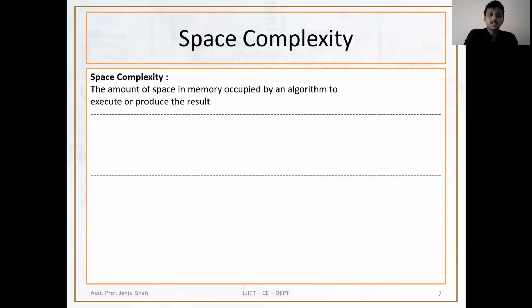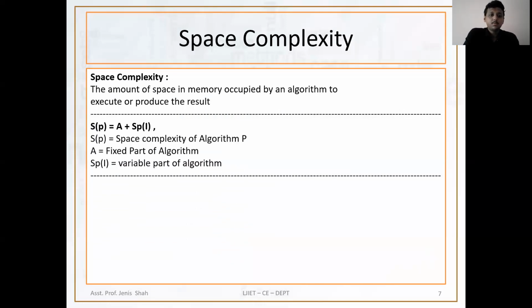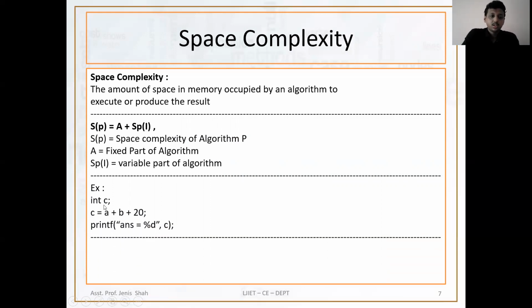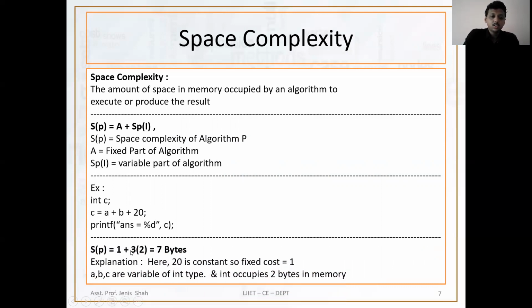Space complexity is the amount of space in memory occupied by an algorithm to execute and produce the result. Space complexity can be expressed as C plus SP of I. C is the fixed part of an algorithm. SP is the variable part of an algorithm. Now, taking an example: integer C is equal to A plus B plus 20. Here 20 is a constant. So the space occupied is 1 for the constant plus 3 into 2.